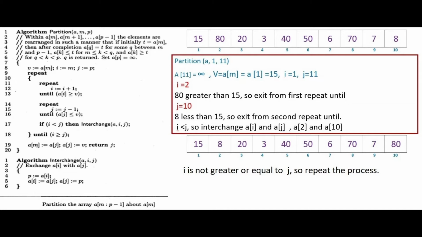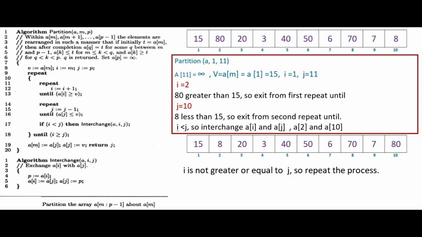And last, if I less than J. I less than J, condition true. So interchange of A, I, J. Here we select the largest element than the key element from left side, that is 80, and its index is I, 2.